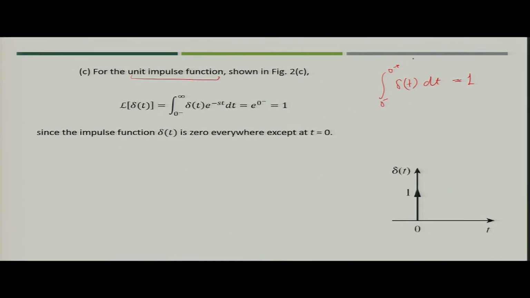So, if you apply this knowledge and try to find the value of the Laplace of delta(t), because the impulse function is 0 everywhere except at t equal to 0, you will finally get the value of the integration as e to the power 0 minus, and the value of this is 1. So, the Laplace of the unit impulse function is 1.